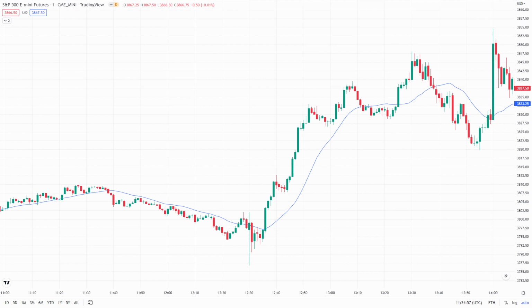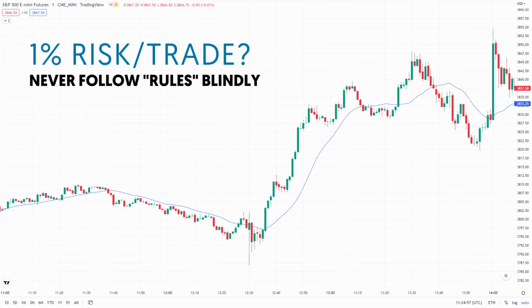And by the way, this 1% of risk per trade, which is a common rule that almost everyone suggests to use, I'm completely against following that blindly. But that will be a talk for another video.